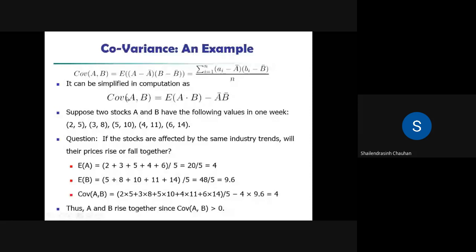So covariance for attribute A and B equals summation of AI into BI minus mean of A and mean of B. So first, let us just assume that this kind of values are given, like 2, 5, 3, 8, 5, 10, 4, 11, 6, 6, 14.